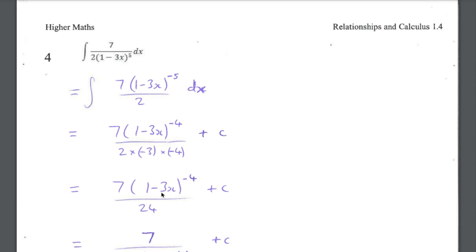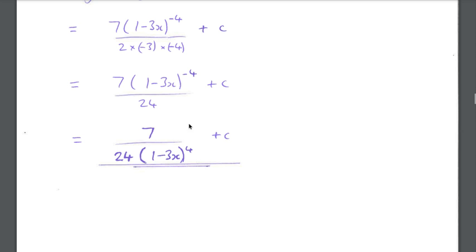So we have 7/24 bracket to the negative 4 plus c. And again, we started off with a positive index, so just move the bracket to the negative 4 down onto the denominator. 7/24 bracket to the 4 plus c.